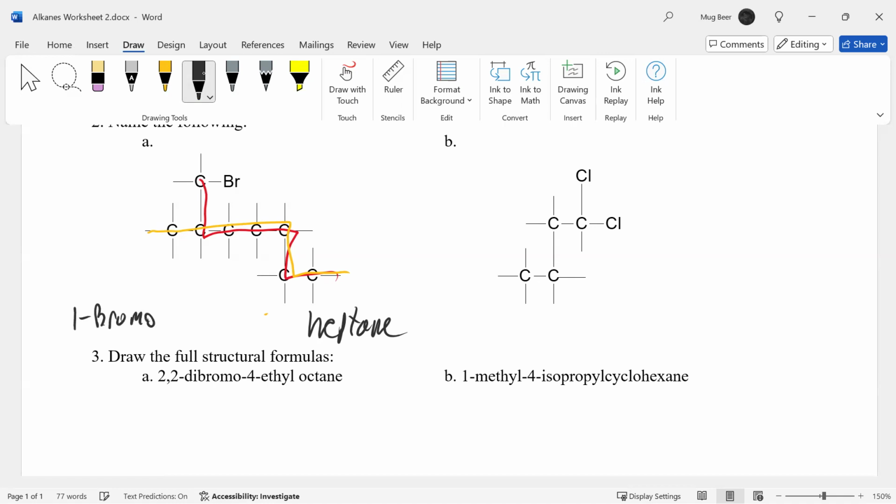That's right. 1 bromo. Methyl, butane. 1. 4. 7, 1. All right, good. So I'll just pass out the lab.